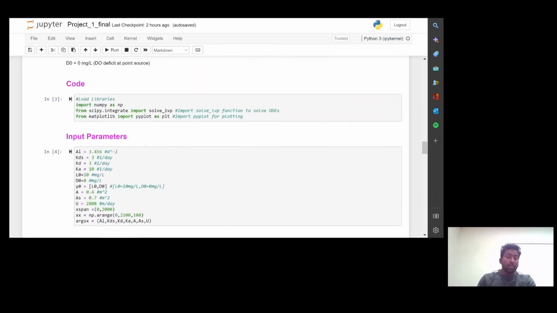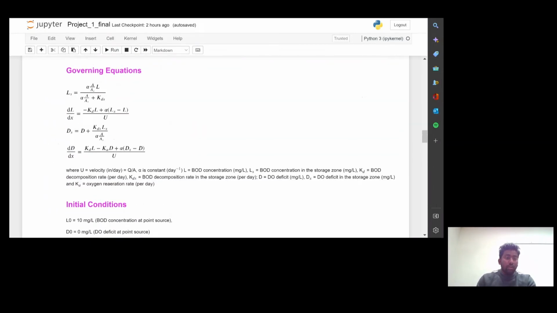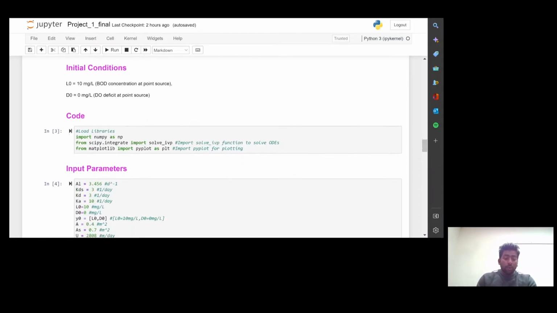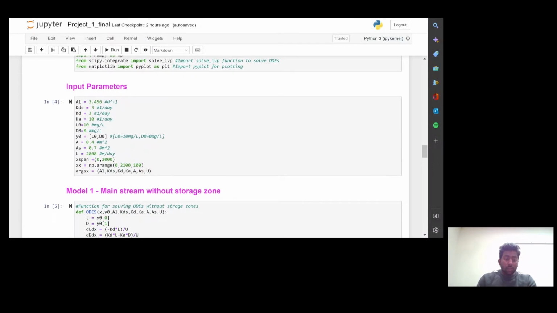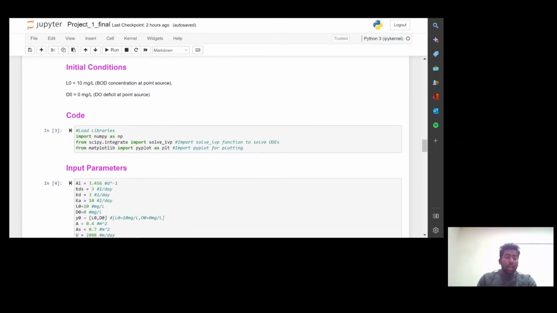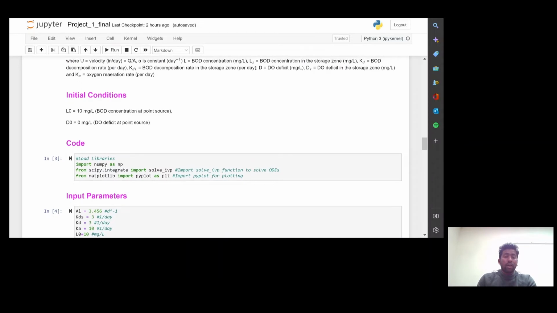We have four equations in the paper, where the first one is for a storage zone, and the third one is also a storage zone, so we are not taking these two equations because we are modeling the main stream without a storage zone. And also, alpha here is 0 because alpha is the constant, the exchange rate from the main channel to the storage zone.